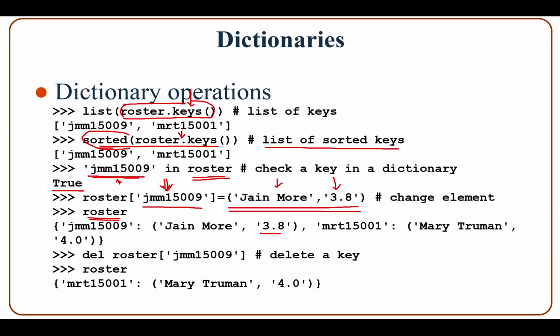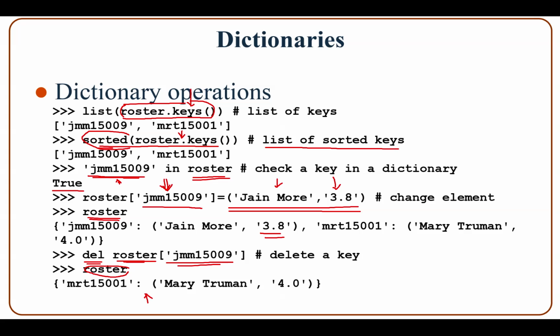You can also delete a key using the del statement. So del roster and give it the key, and later on you can display roster again. Then you can see the first key-value pair is gone.